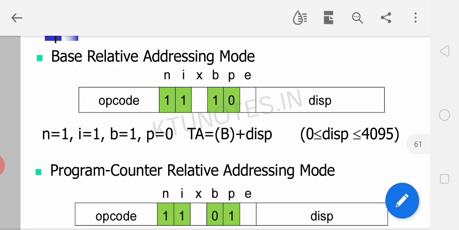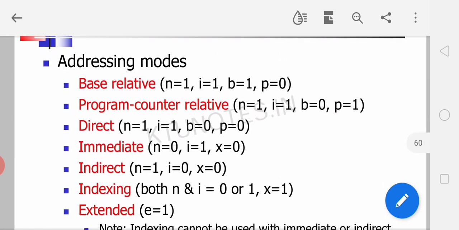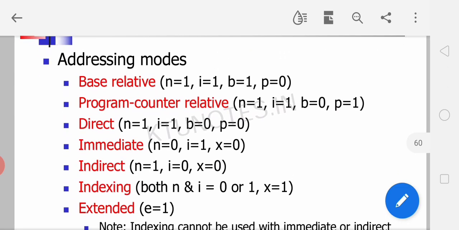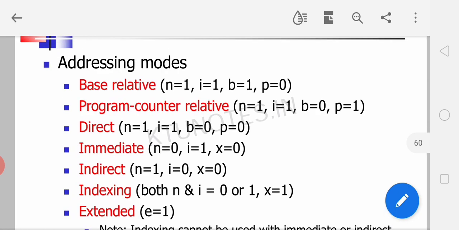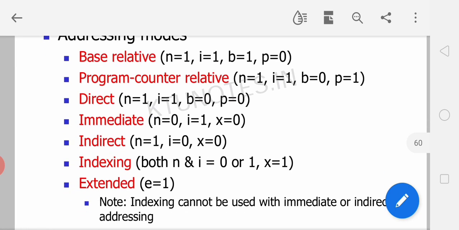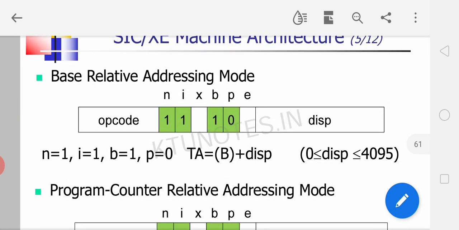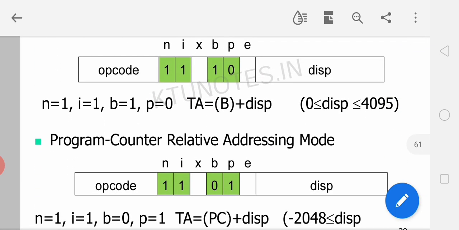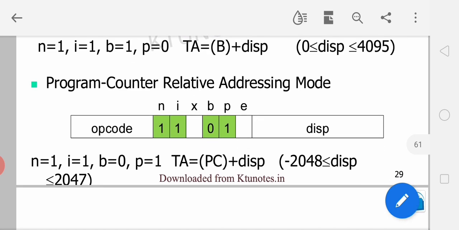Then this is all about base relative addressing mode. We already discussed the addressing modes. In base relative addressing mode, the value of b is 1. All other values, n is the indirect addressing and i is the immediate addressing, that is always 1. I've already discussed the reason for that. Then in program counter relative addressing mode, the value of p should be 1. So ni, as always, is 1.